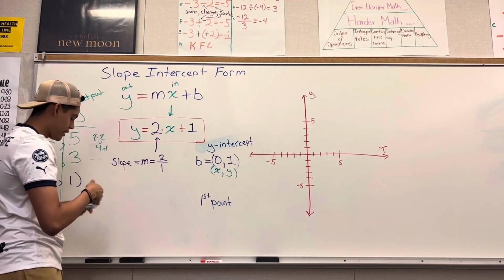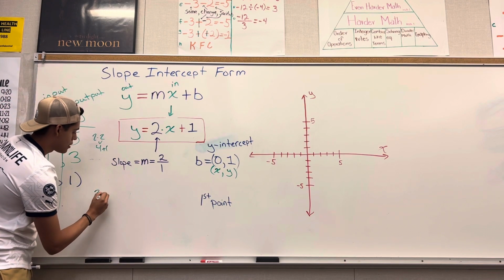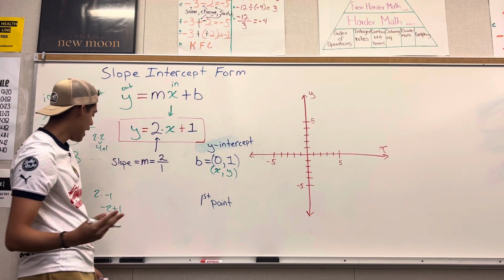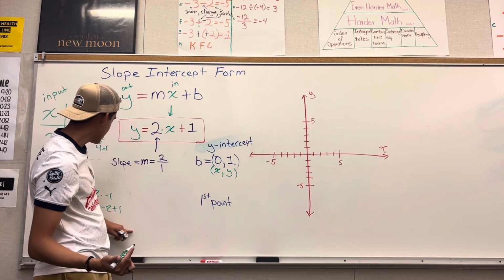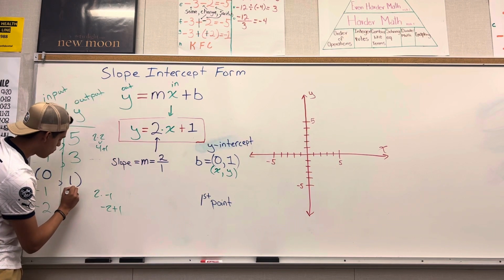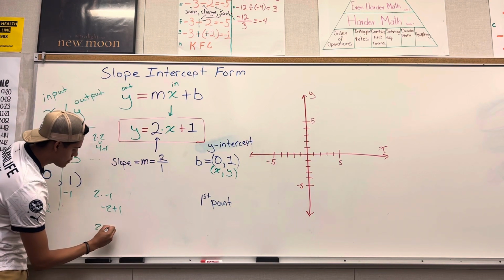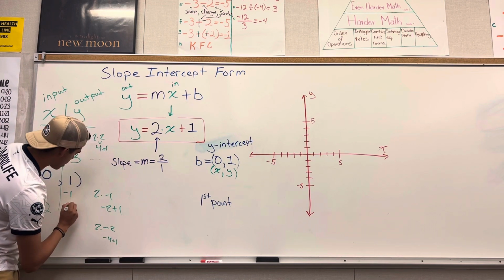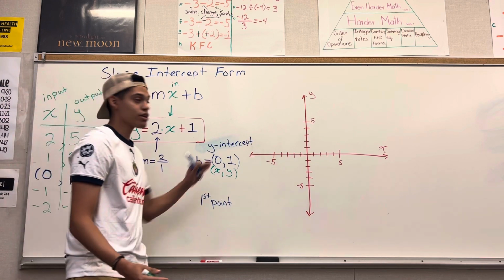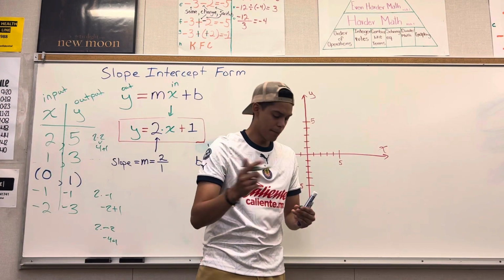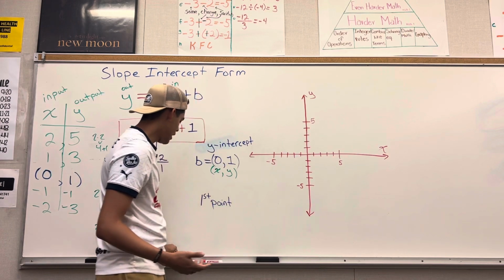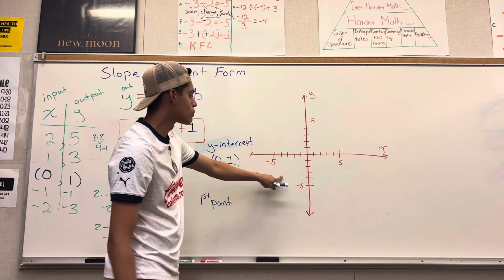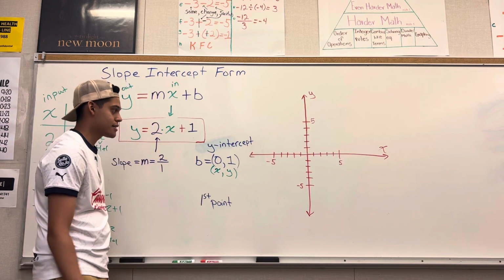So now, plug in the rest. -1: 2 times -1 would give you -2 plus 1. If you guys remember adding negative and positive numbers, this would give you -1. And then lastly, 2 times -2 would give you -4. Add 1 would give you -3. Now, if you were to plot these points on this graph, it'd give you a straight line. But today, we're going to be doing it kind of like a cheat code, trying to find a simpler, faster way to graph these equations on a coordinate plane like this.